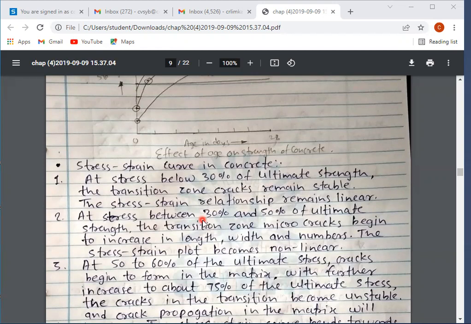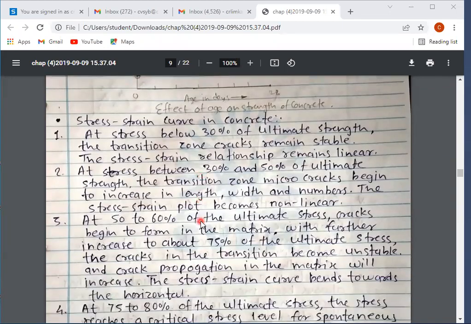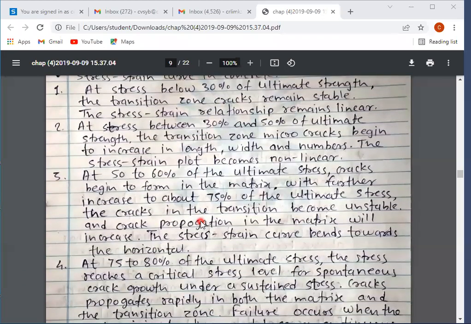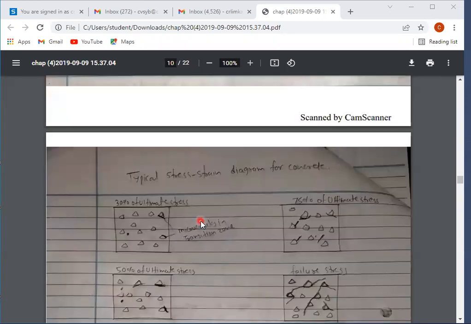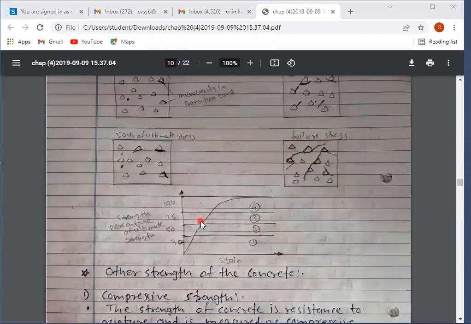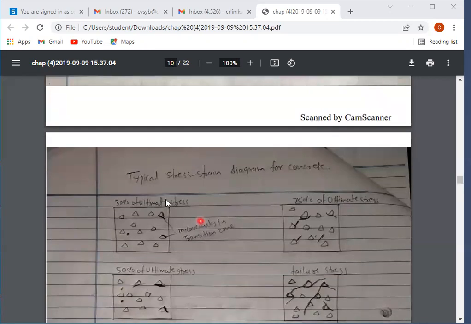Okay. The stress between 30 to 50% of your ultimate strength, the transition zone micro cracks begin to increase in length, width, and number. So the stress strain plot becomes non-linear. Between 50 to 60% of the ultimate stress, the cracks begin to form in the matrix. With further increase to about 75% of the ultimate stress, the cracks in the transition zone become unstable. Likewise, the formation of cracks continues. As you can see, there are some stages. This is the typical stress strain diagram for concrete.